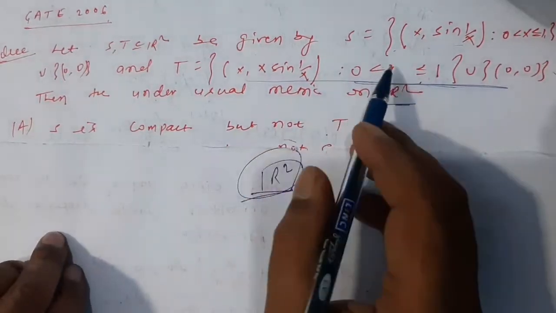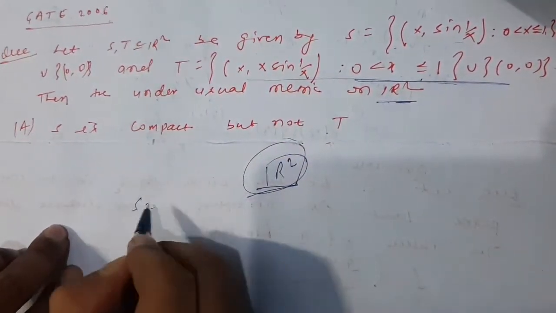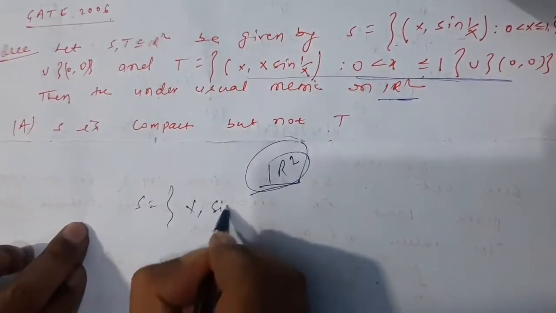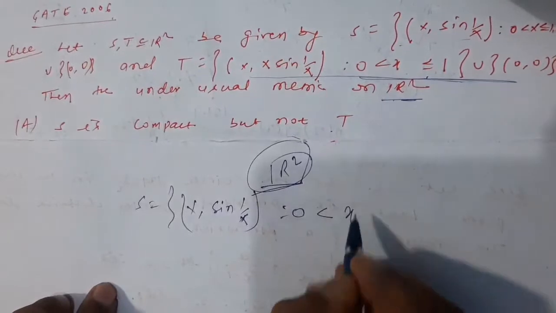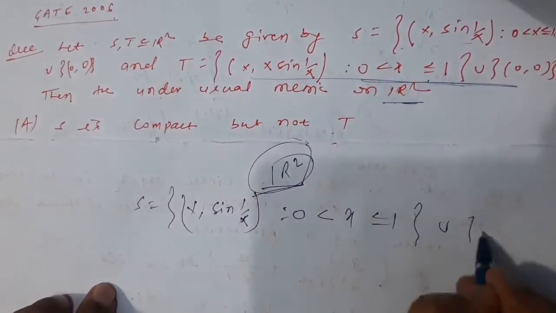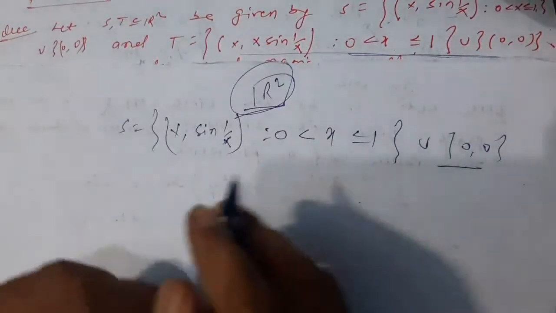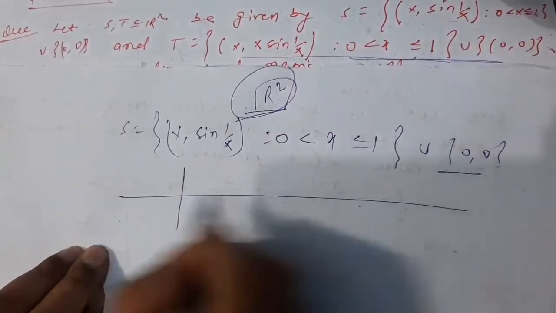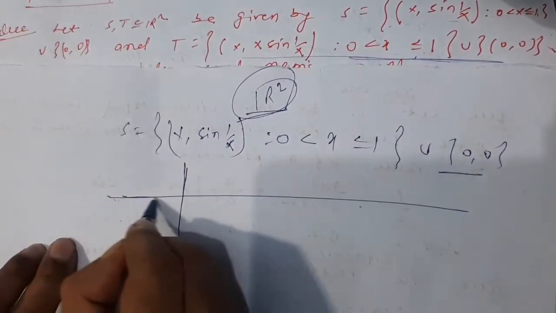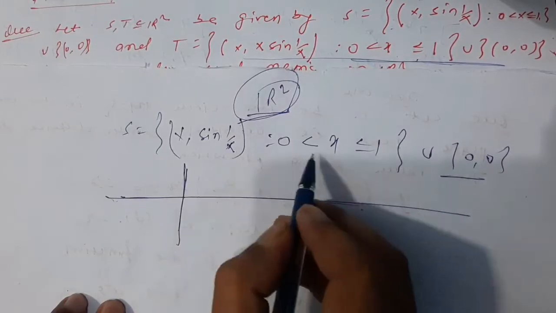So start from the first set, S, which is (x, sin 1/x) for 0 < x ≤ 1, union (0, 0). This is the set given. If you draw the graph you can easily say. So first of all we draw the graph. What will the graph be? x belongs to (0, 1].